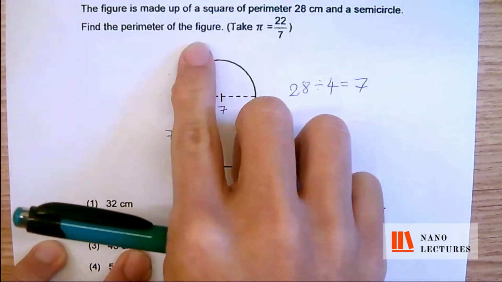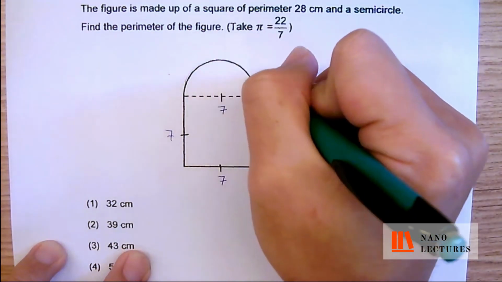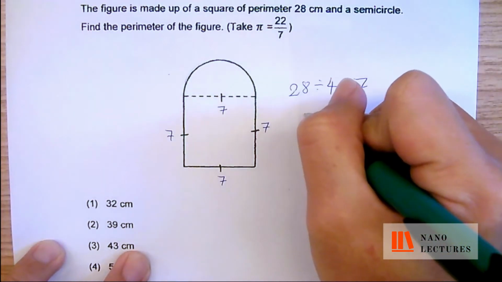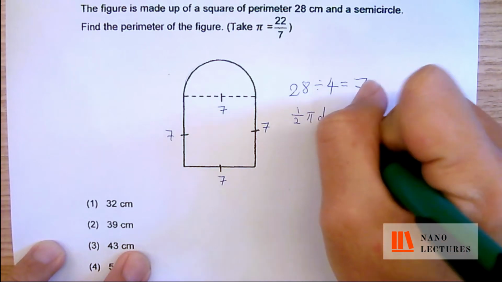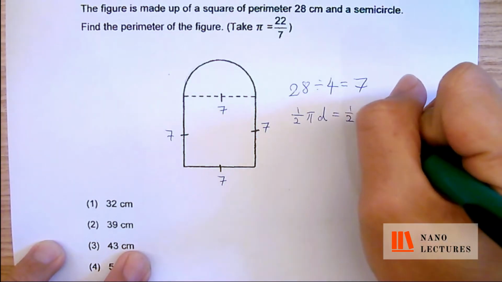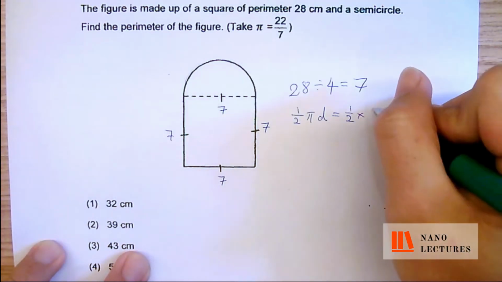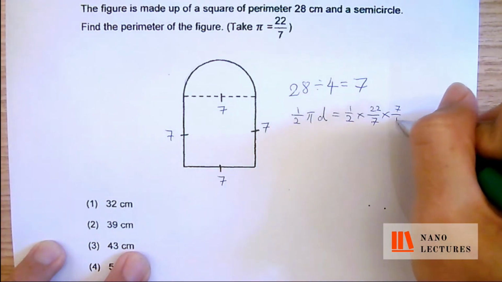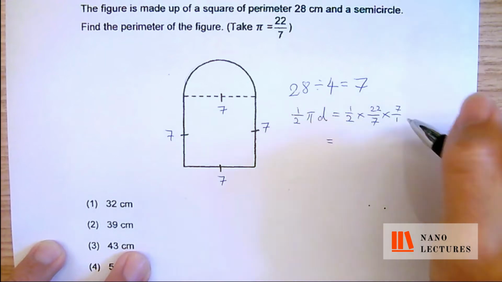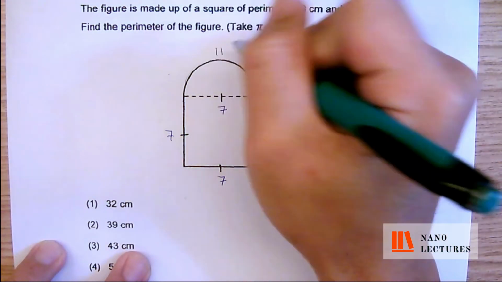So they're looking for the perimeter of the figure. You have to find the circumference of this semicircle. If you can remember, circumference of a semicircle will be half pi d. So we take half multiplied by pi, given to be 22/7, multiplied by the diameter, which is 7, so 7/1. So it will be 11. If you throw this in the calculator, this will be 11. So this entire curve will be 11.